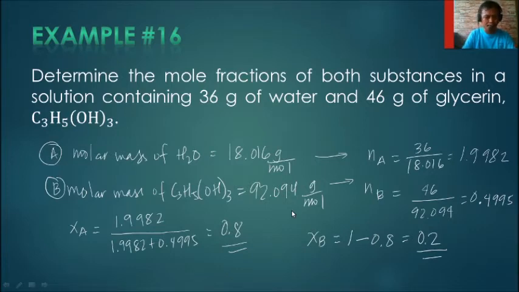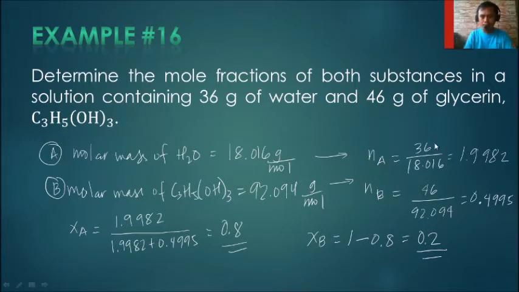water and 46 grams of glycerin. So, we have this chemical formula for the glycerin. Let's find the molar mass of each. For water, we have 18.016 grams per mole, and for glycerin, it has 92.094 grams per mole. Now, to get their mole fractions, let's find their moles first. Let's say A is for water and B is for glycerin. So, let's get the number of moles of each.